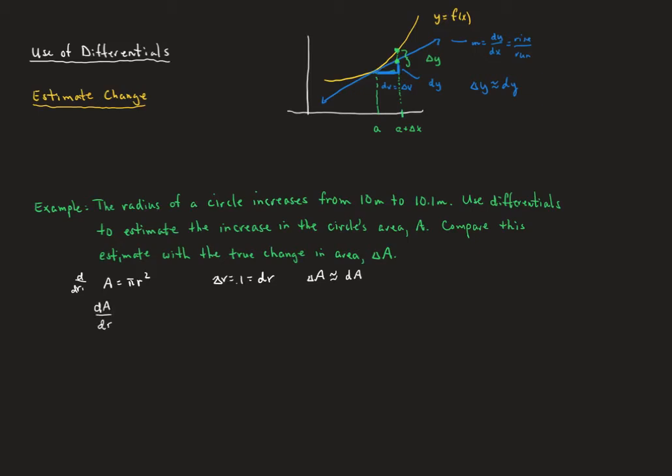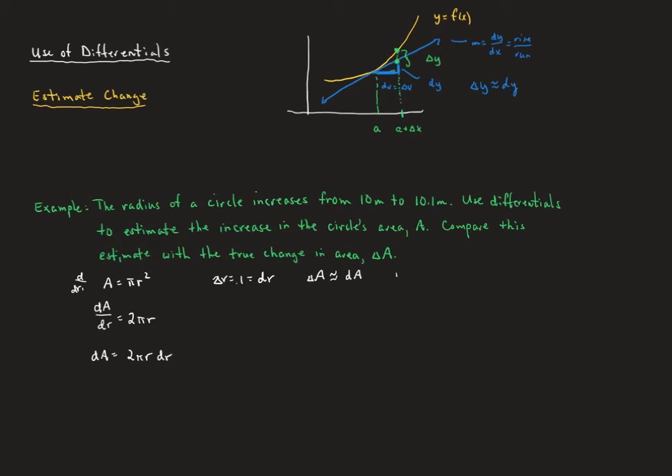So let's see. If we differentiate our area with respect to r, then we're going to get dA dr, that's the derivative of the area, and r is our independent variable, so that's going to be 2 pi r. So we can multiply that differential dr to the other side. So we're getting the differential dA is equal to 2 pi r times dr.